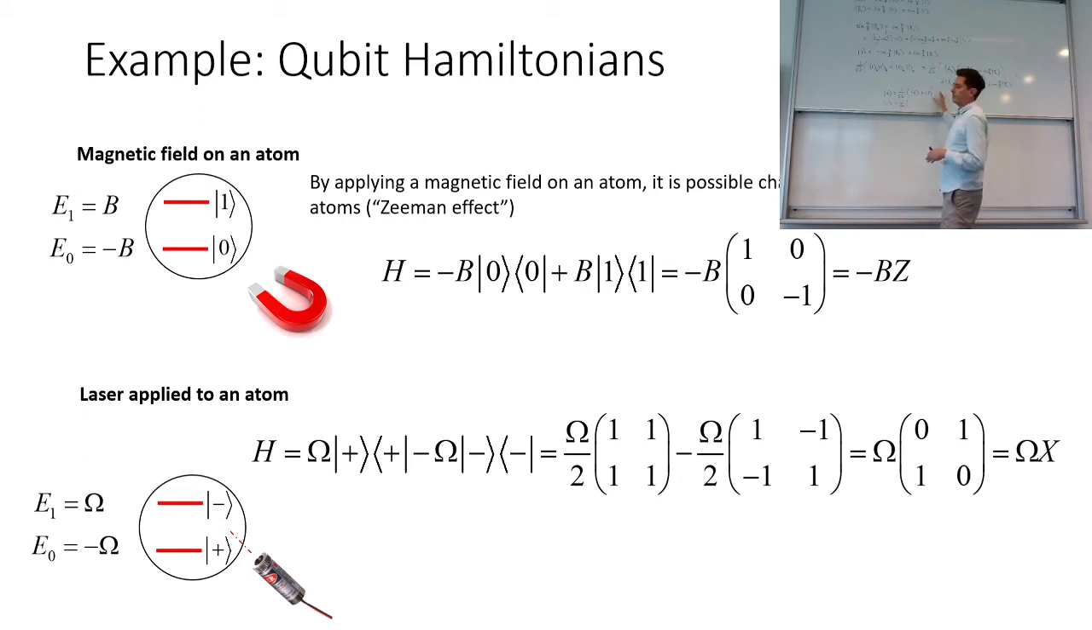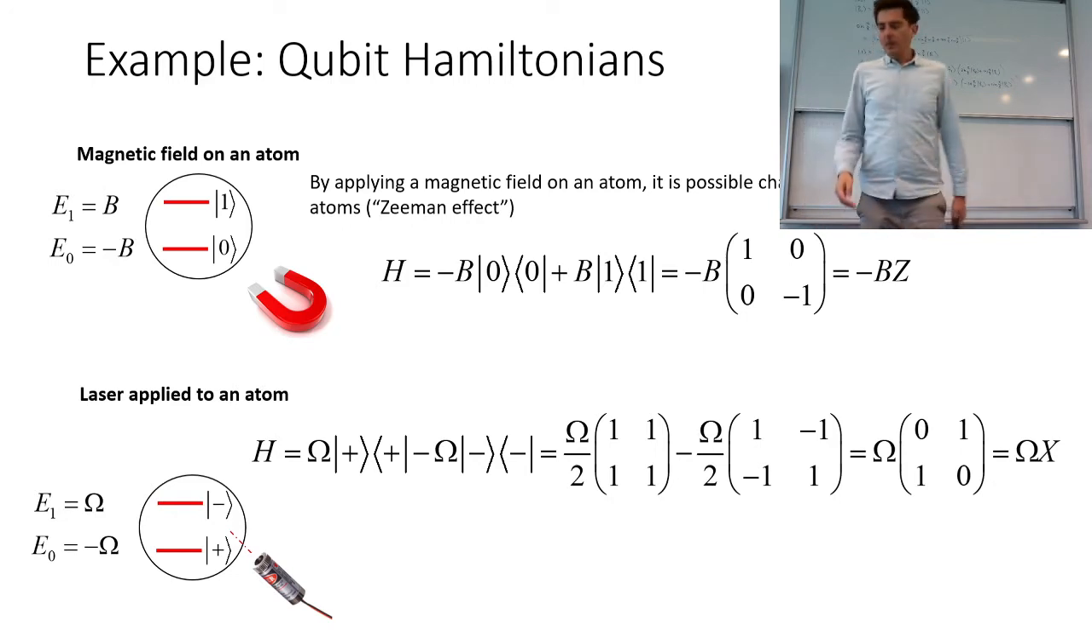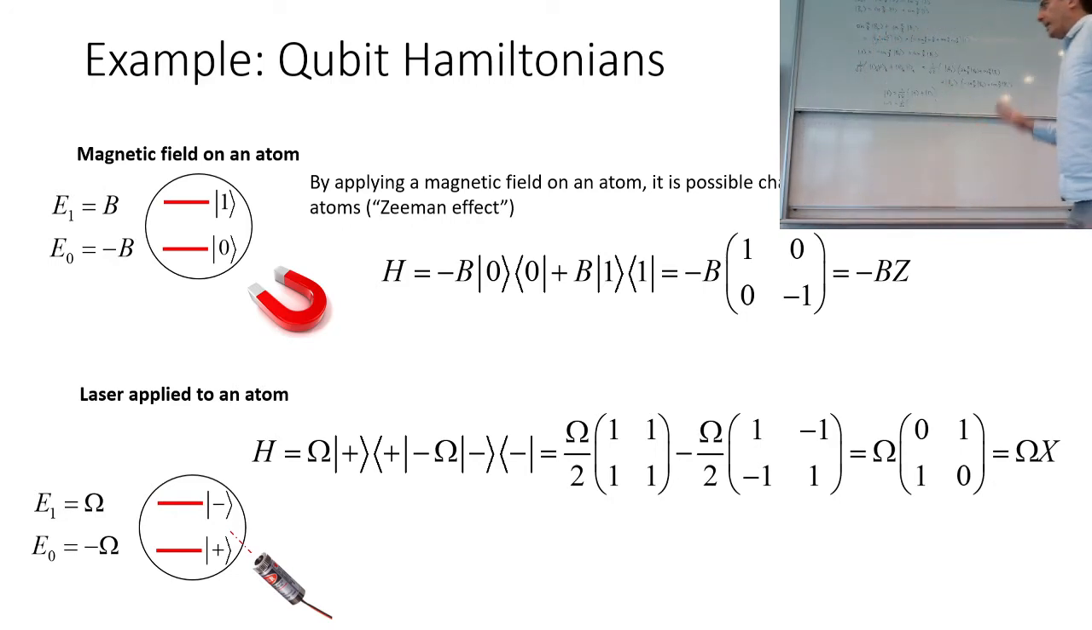So what that means is that if the atom was originally here, and you shine a laser, then it would be more like here. So if this atom was originally in the zero state, the laser shines on it and creates a kind of transition between the 0 and 1. We'll see more about that shortly.